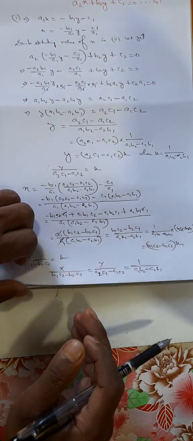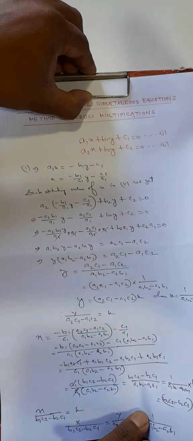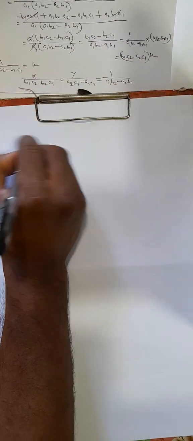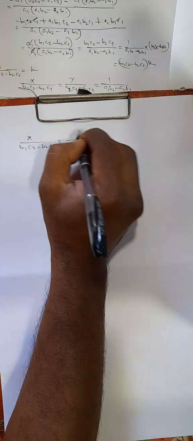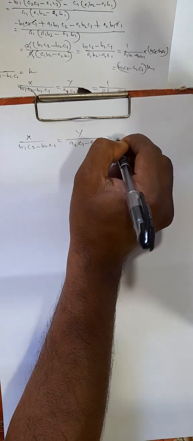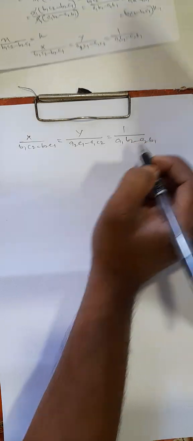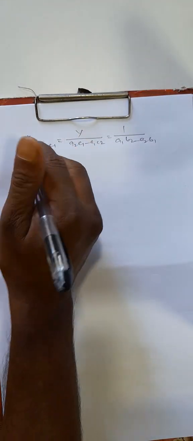Now from this relationship we can solve the values of x and y. Let us try to do this, right? What we got? X by b1 c2 minus b2 c1, y divided by a2 c1 minus a1 c2 equal to 1 by a1 b2 minus a2 b1. So we can solve the values of x and y from this relation. Now let us compare this with this.